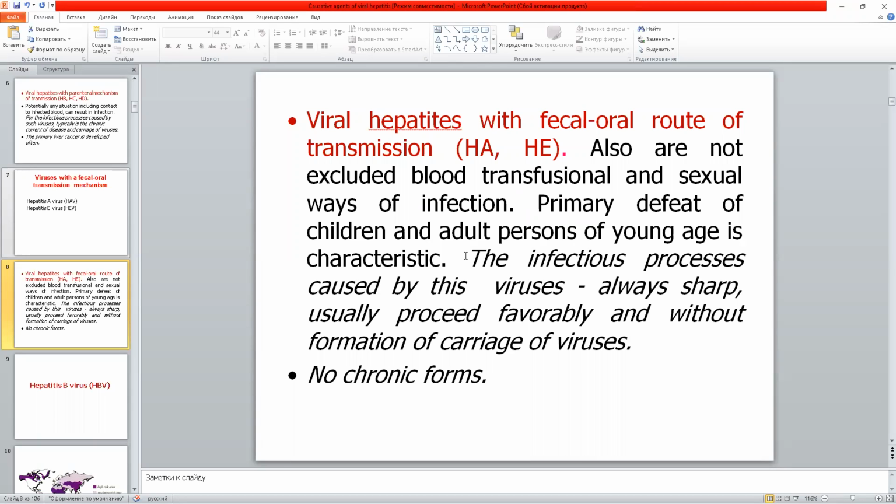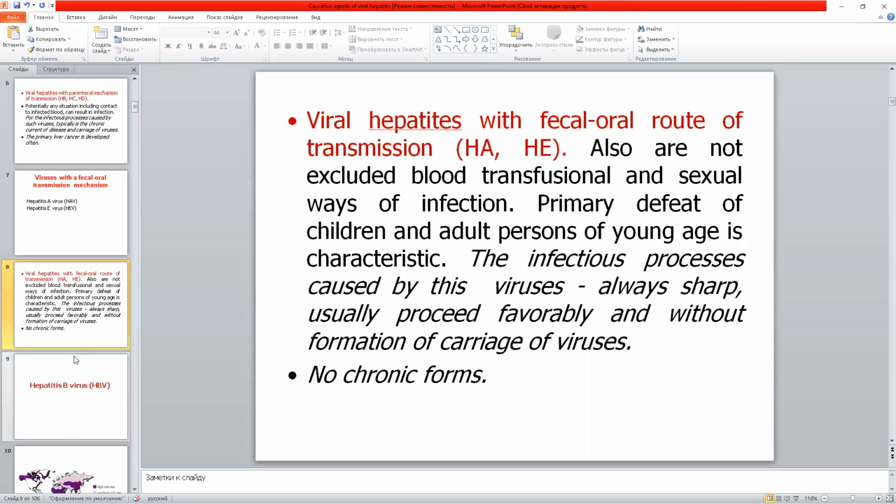Primary defeat of children and adult persons of young age is characteristic. Children are sensitive to these viruses, and the infectious processes caused by these viruses are always sharp, not long lasting, usually proceeding favorably. These patients recover without formation of carriage of viruses. So no chronic stages, no carriers, no chronic forms. And these viruses have no oncogenic properties.